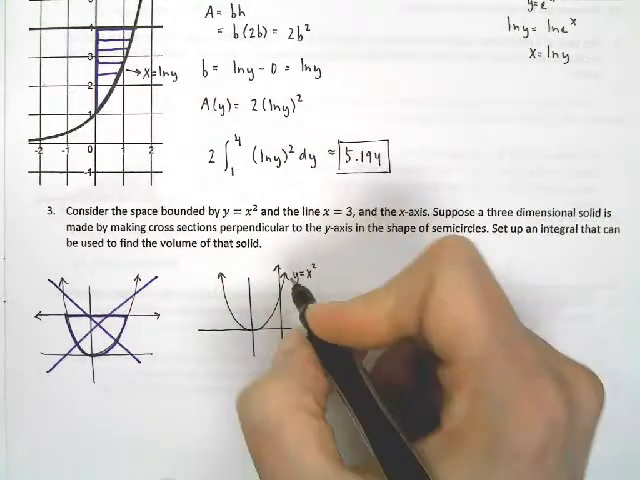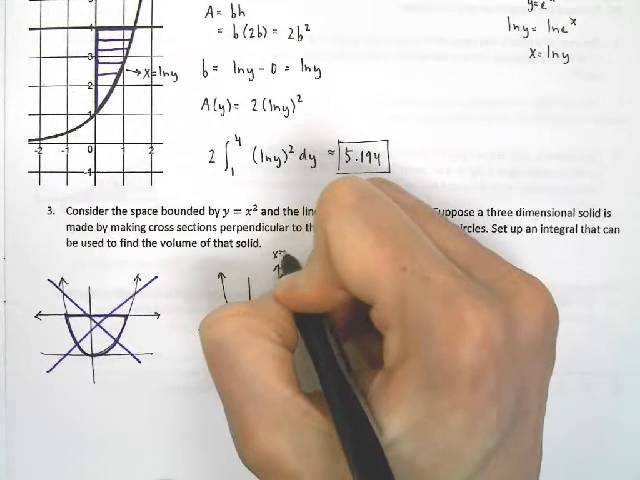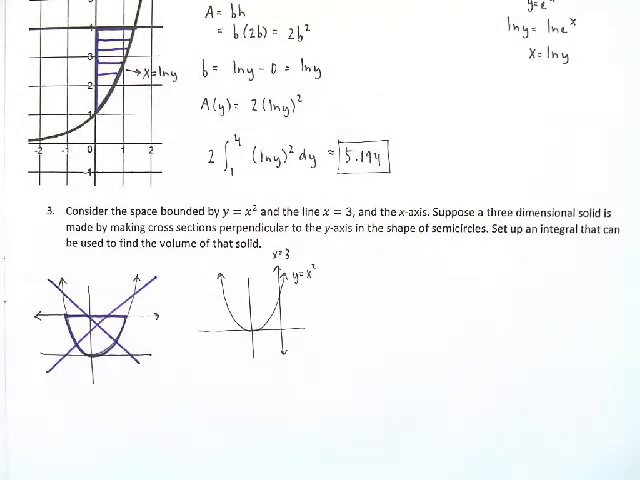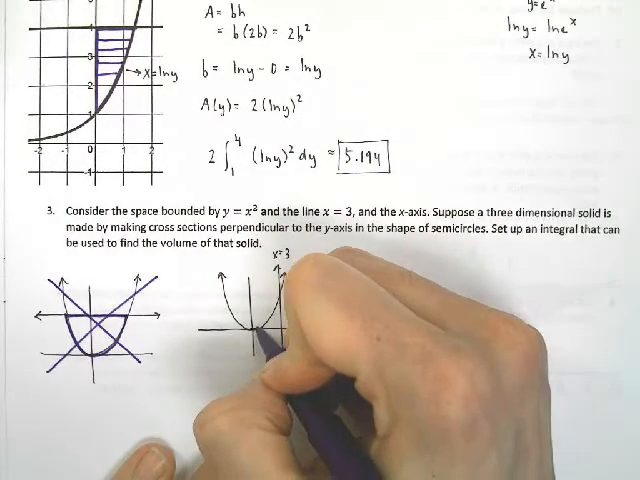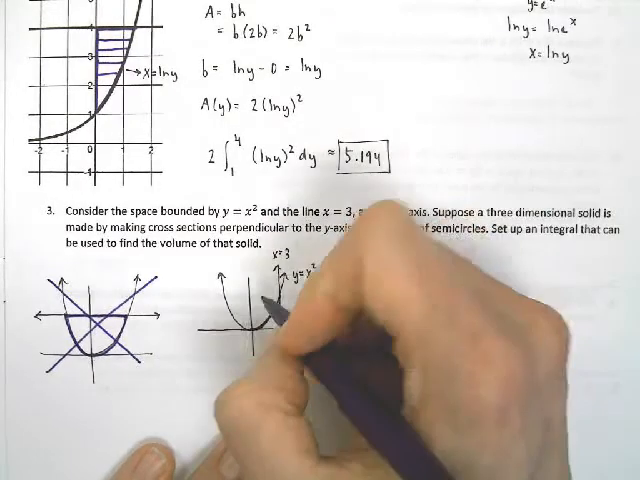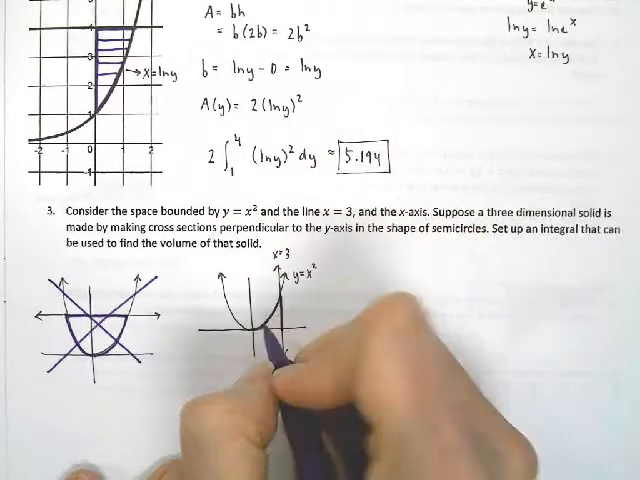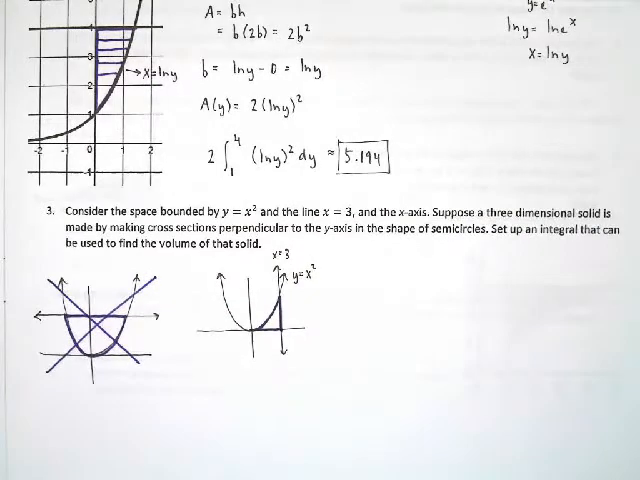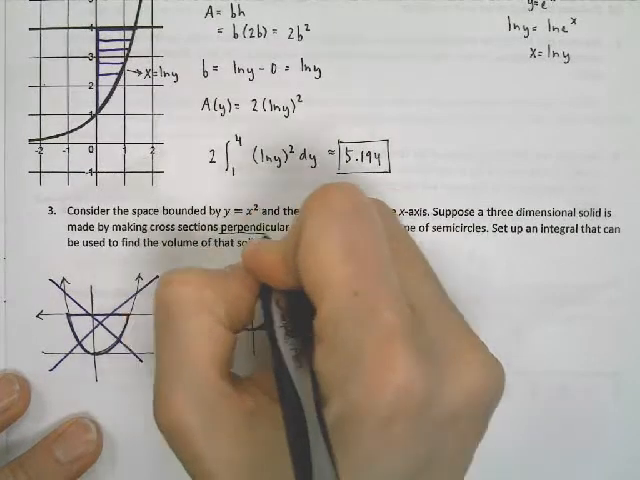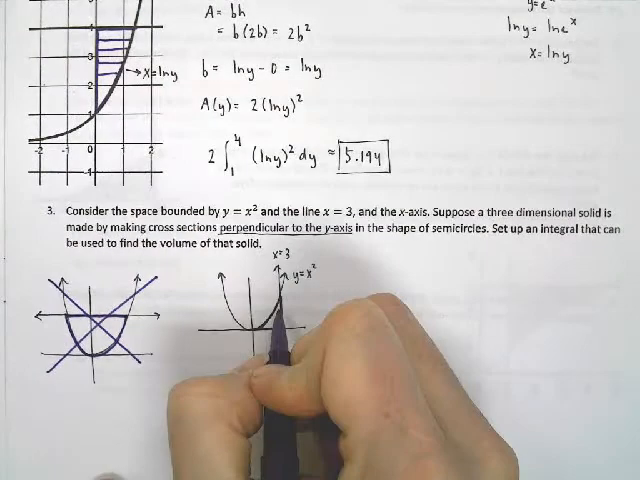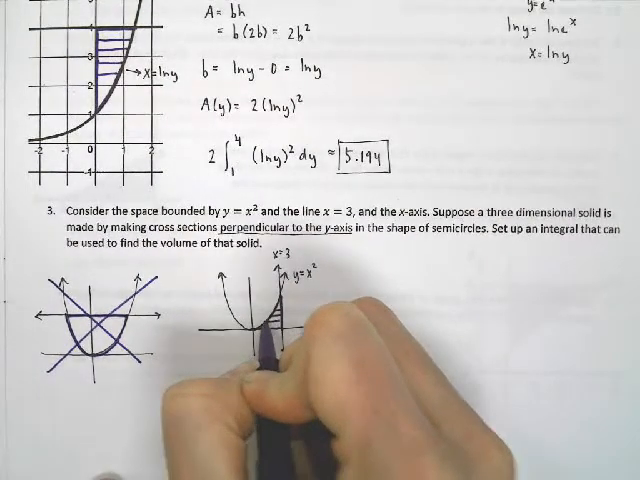So I have y equals x squared, the line x equals 3, and I'm bounded by the x-axis. So if I look, I have y equals x squared, the line x equals 3, and the x-axis. So this is my region. Now I'm back on track. Okay, so suppose a 3-dimensional solid is made by making cross-sections perpendicular to the y-axis. Okay, so they're going to look like this.